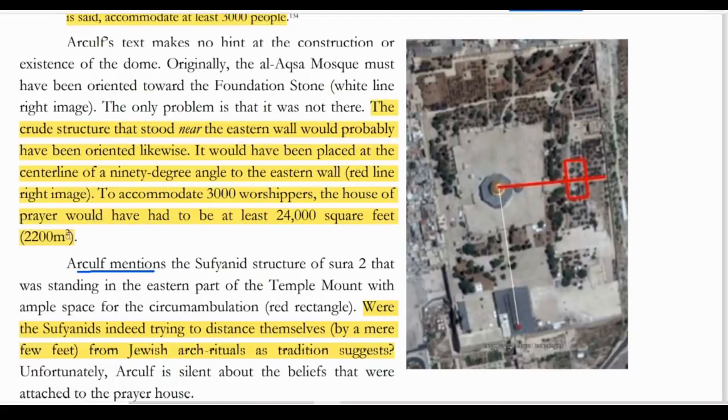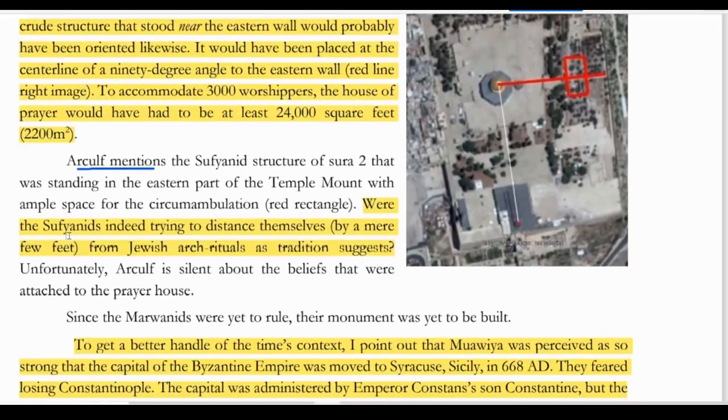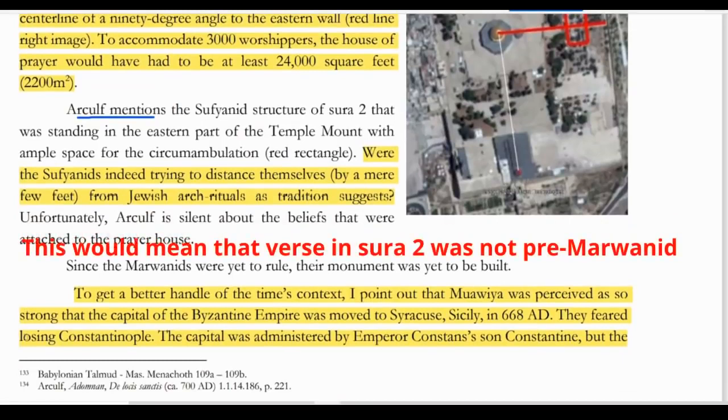Now, what's interesting, he says, Arculf mentions the Sufyanid structure of Surah 2 that was standing in the eastern part of the Temple Mount with ample space for the circumambulation, the red rectangle. Were the Sufyanids indeed trying to distance themselves by a mere few feet from Jewish ark rituals, as tradition suggests? Unfortunately, Arculf is silent about the beliefs that were attached to the prayer house. Since the Marwanids were yet to rule, their monument was yet to be built. Okay? So, what he's pointing out is that this here is the Sufyanid monument, one of the two monuments mentioned in Surah 2. What's missing is the Marwanid monument. Since the Marwanids were yet to rule, the monument was yet to be built.